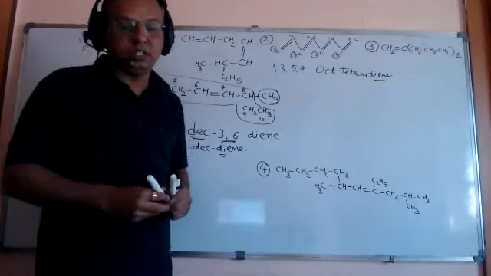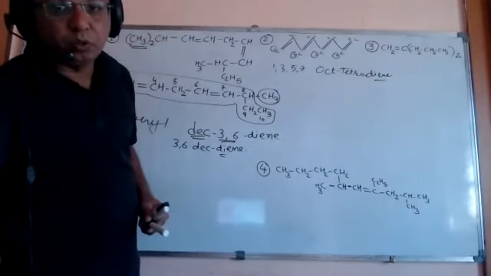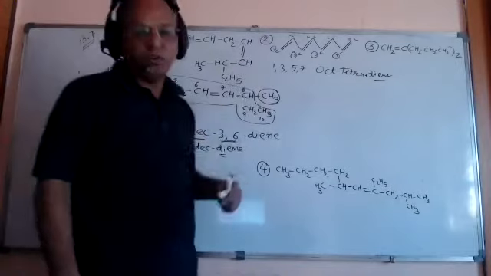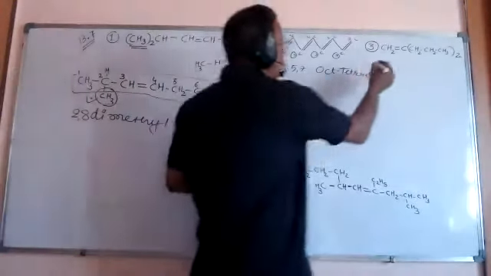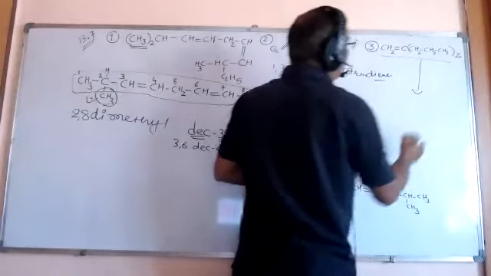Tetradiene. This is the name of compound number 2. Let's go for number 3. This structure once again is to be written normally.